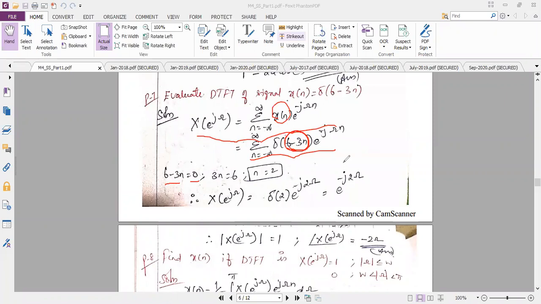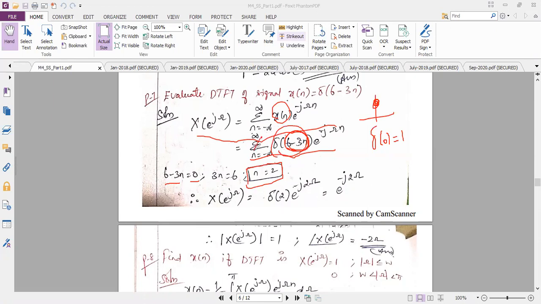Exactly correct. Since the delta function has amplitude only at 0, I should always have delta of 0, then only will I have some amplitude. Because of that, I'm assigning 6 minus 3n equal to 0. If you rearrange this, I get the n value. So I came to know that when n is equal to 2, I am having the delta function.